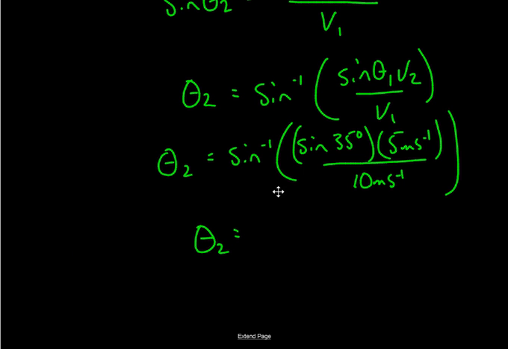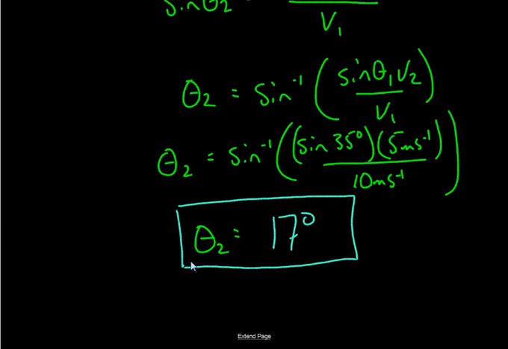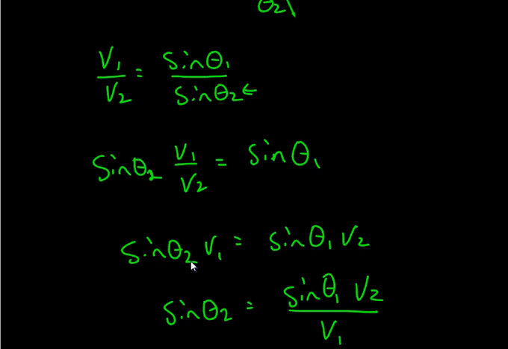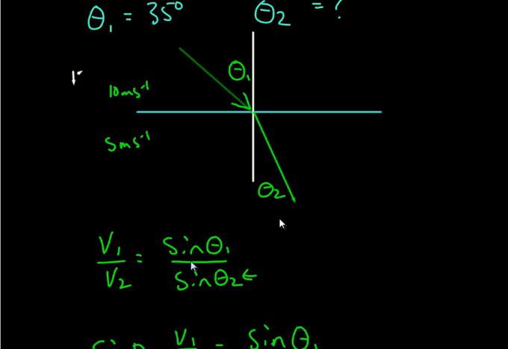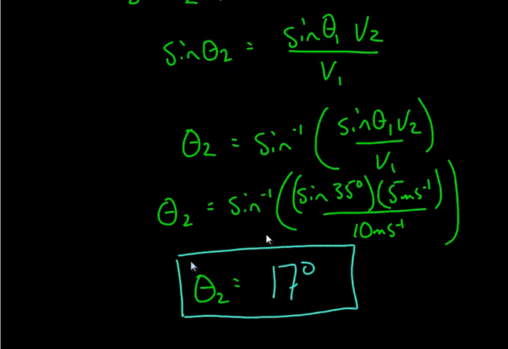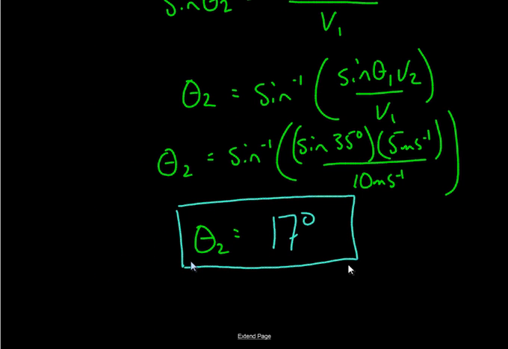So if you do your calculations correctly, and I highly suggest you try it out, you will find that this works out to be 17 degrees. This is pretty much what you would expect. The angle has to be smaller. This is slowed down. The refracted angle is expected to be a smaller angle, so this should make sense. Theta 2 is 17 degrees. So this is a version of Snell's law, okay?